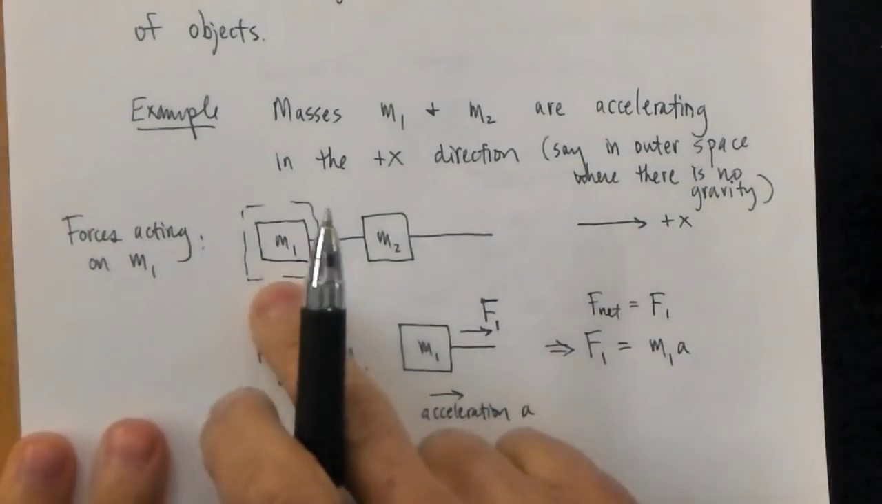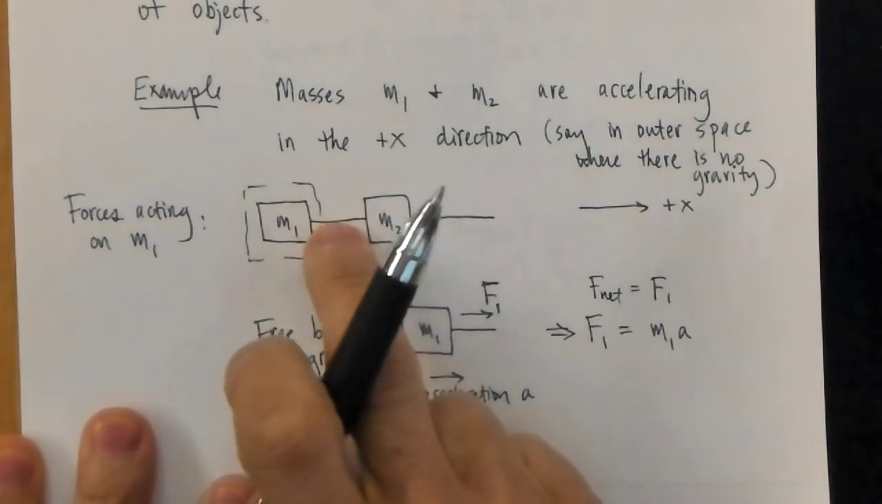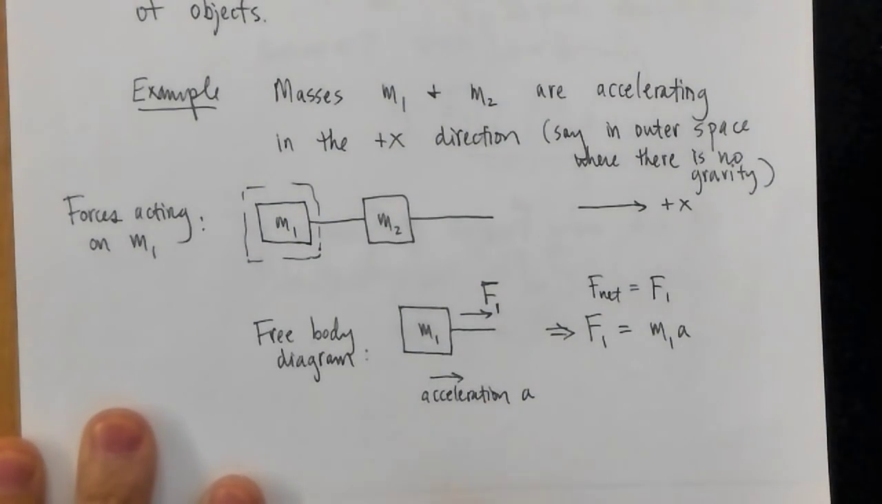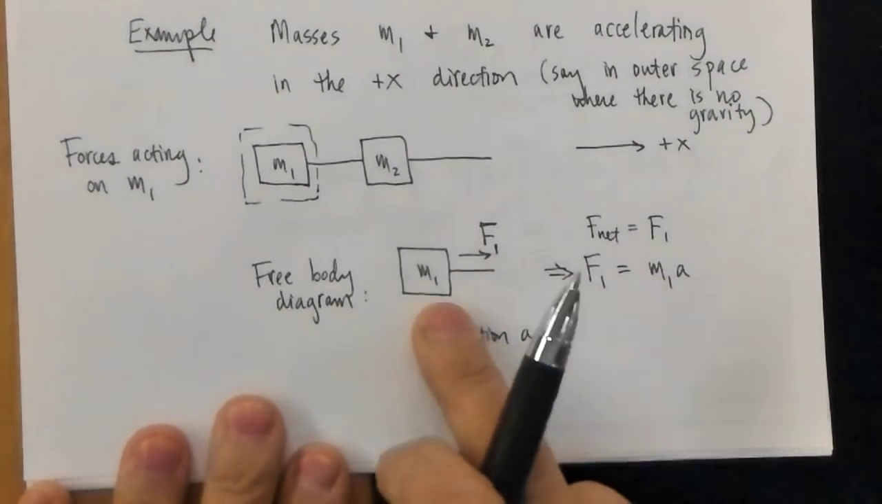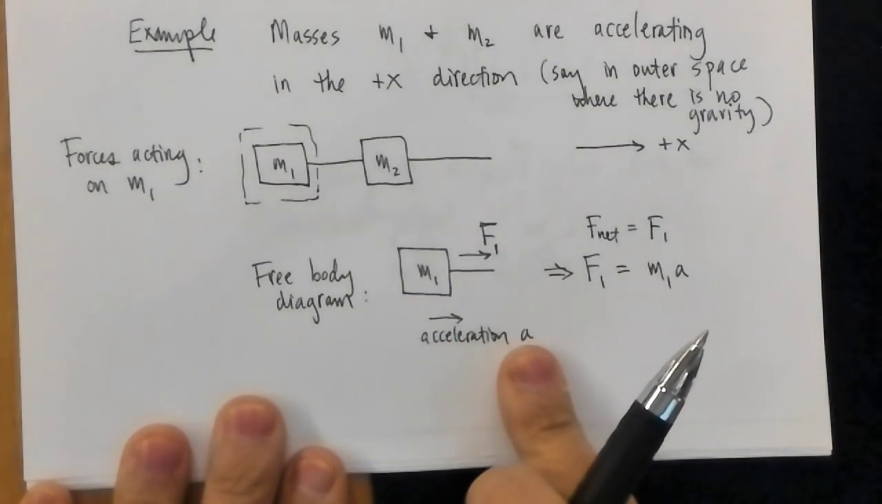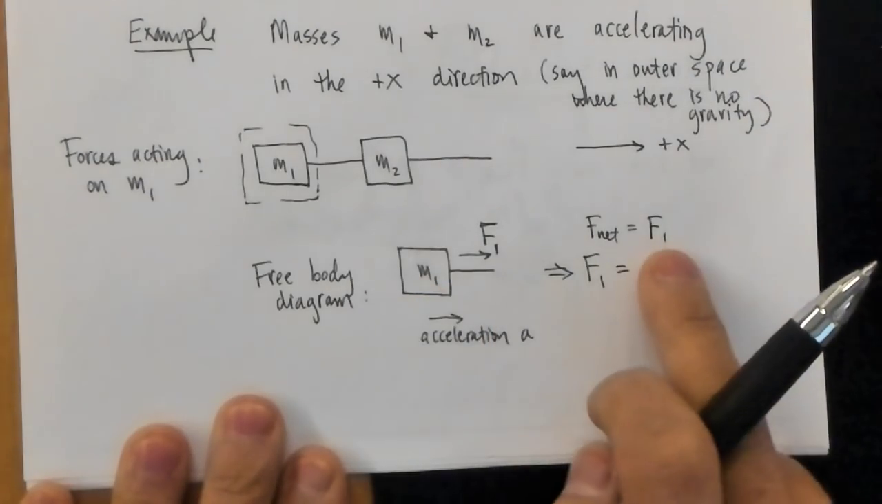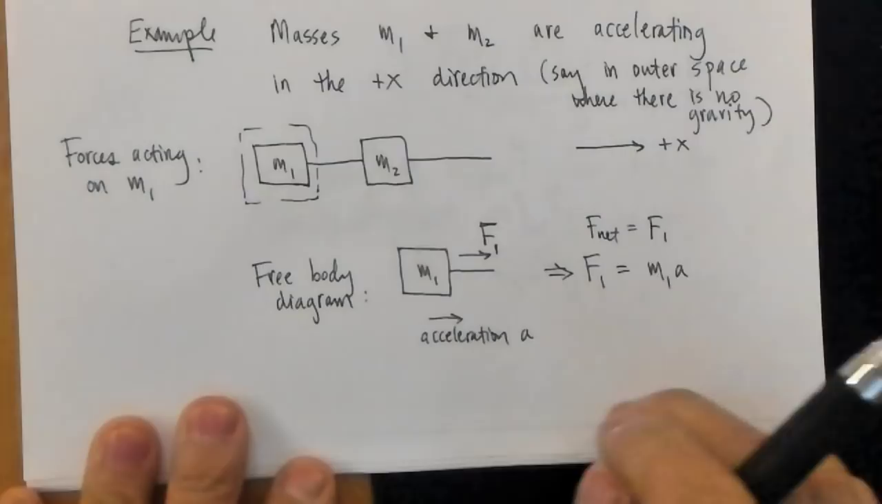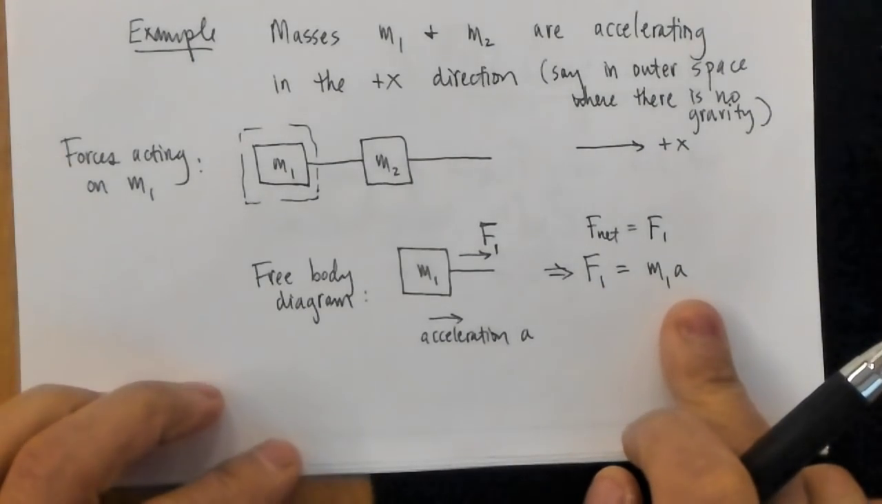If I look at m1, there's just going to be the force of the string that's pulling on m1. So I have, let's call it F1, pulling this way. m1 is the mass, F1 is the force, and let's say I have an acceleration a. Then the net force on m1, there's only one force I'm drawing here, so it's F1. So F1 is equal to m1 times a.